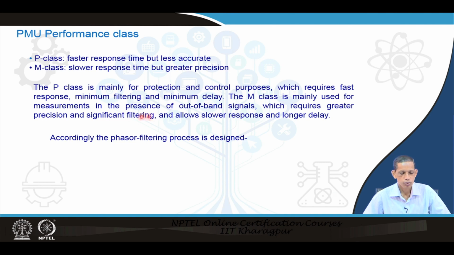M class is mainly used for measurements in the presence of out-of-band signals, which requires greater precision and significant filtering, and allows slow response and longer delay for monitoring and metering purposes, which is of significance at the grid level metering. Thus, depending upon the P or M class or the application, the phasor filtering process is to be designed to meet the required accuracy standard and the speed of operation.